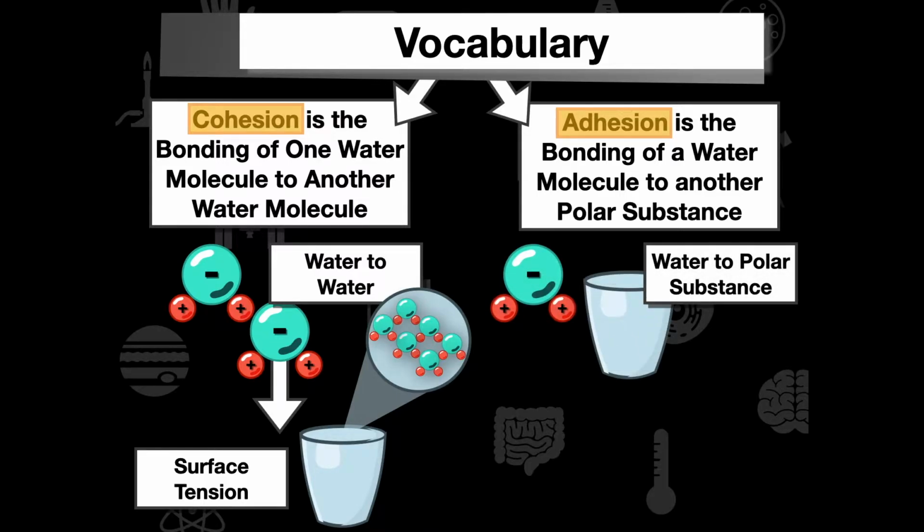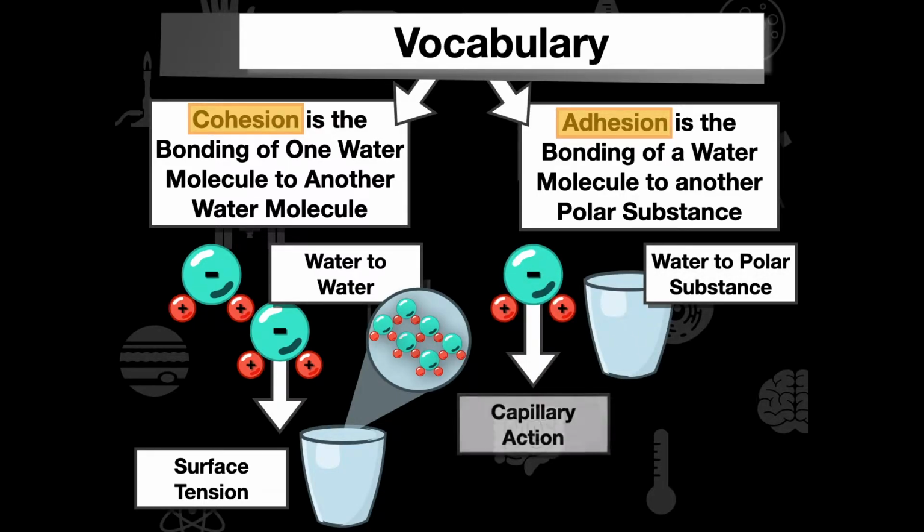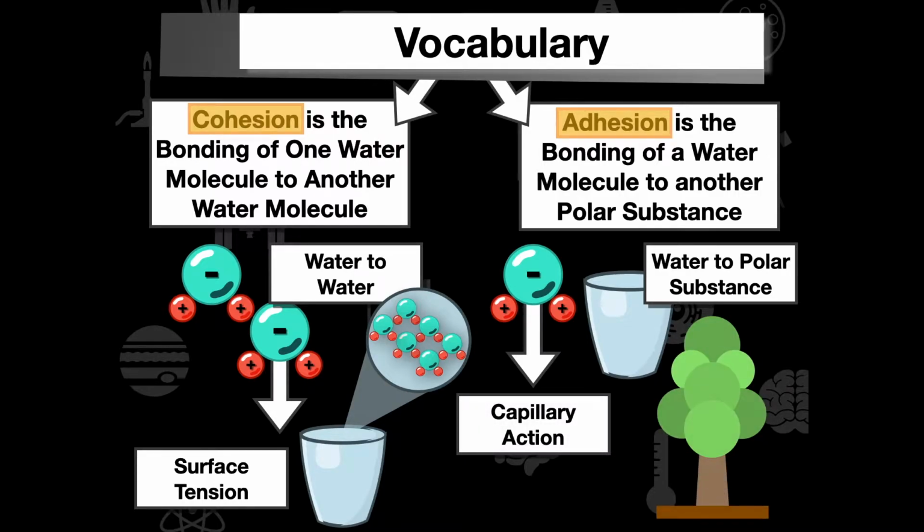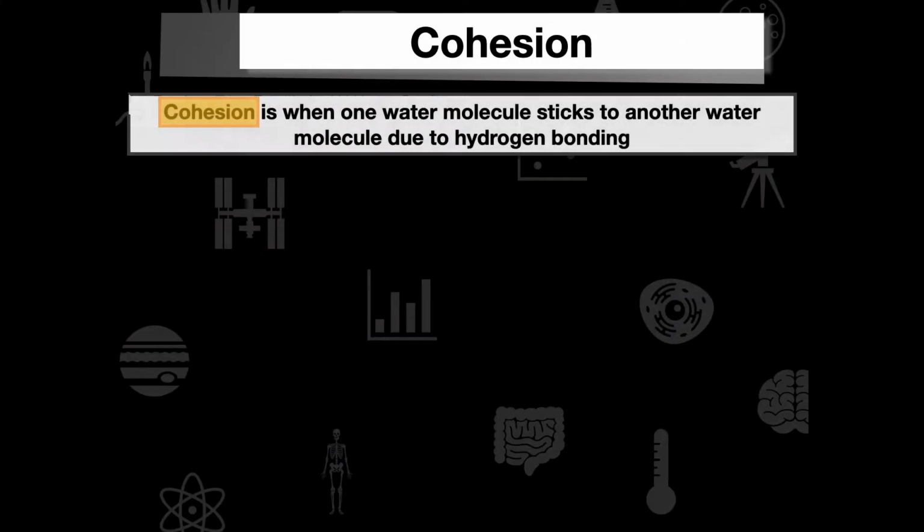This is going to lead to a vocabulary word that we're going to describe as capillary action. And capillary action is the action in which water is going to move up trees during the process of transpiration. So what we're doing is trying to think about these four vocabulary words and how they're related to polarity and water molecules. Alright, so let's look at cohesion first.